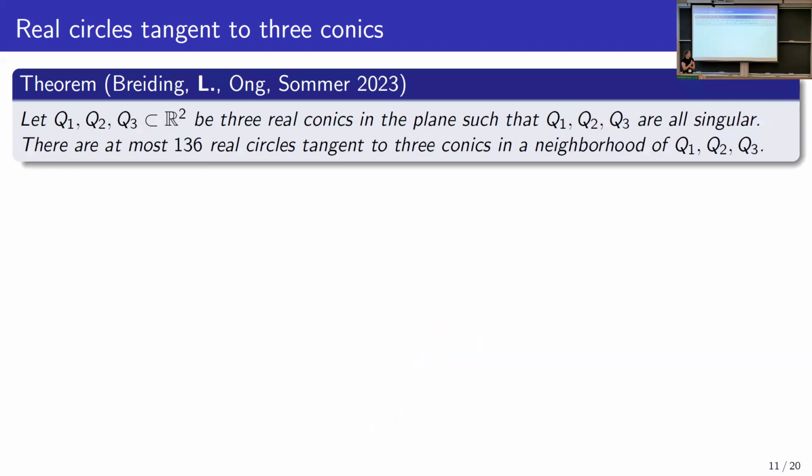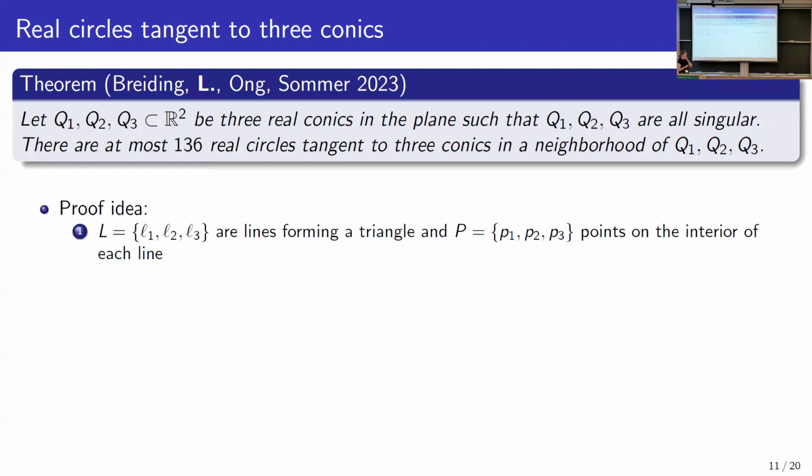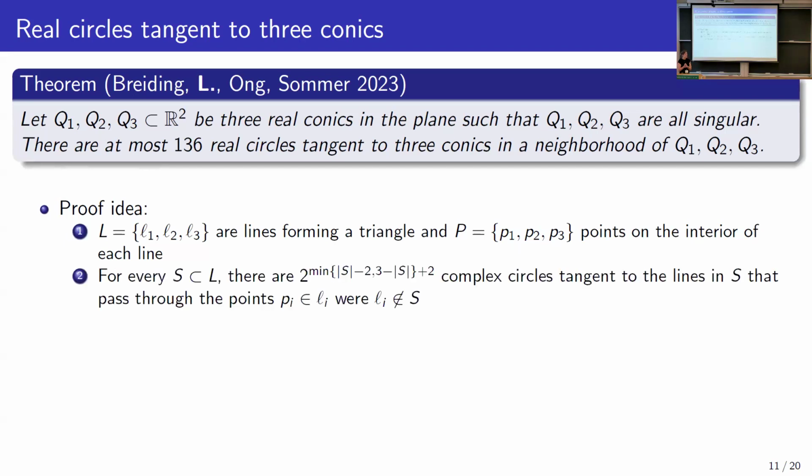Okay, so why does this fail? Well, it fails because of some kind of classical geometry reason. So the proof idea here is, as I said, I'm going to take my 3 conics and degenerate them to 3 double lines, so I have a triangle. And I'm going to consider each of my 3 lines, and then a point in the interior of each of the lines. And then I can consider every subset of lines and points.